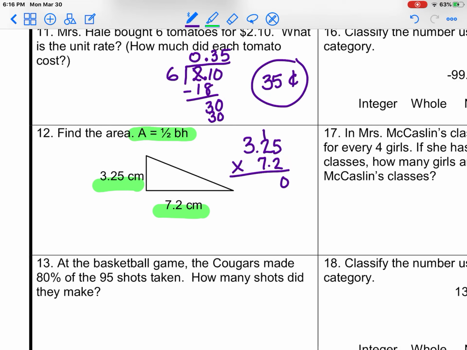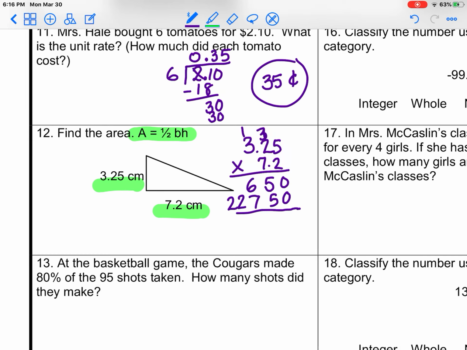Multiply. 2 times 5 is 10. 2 times 2 is 4. Plus 1 is 5. 2 times 3 is 6. There's the top. Bring down a placeholder 0 and multiply everything times 7. 7 times 5 is 35. 7 times 2 is 14. And 14 plus 3 is 17. 7 times 3 is 21, plus 1 is 22.